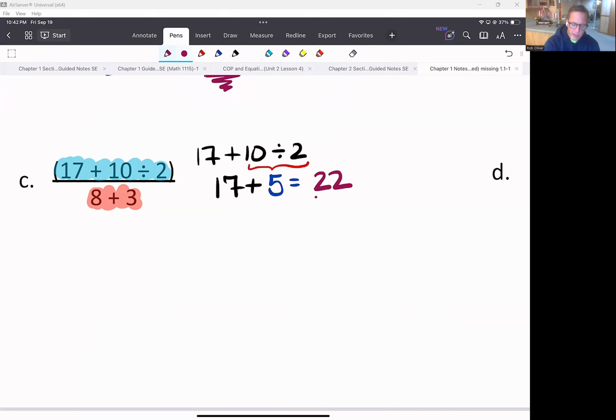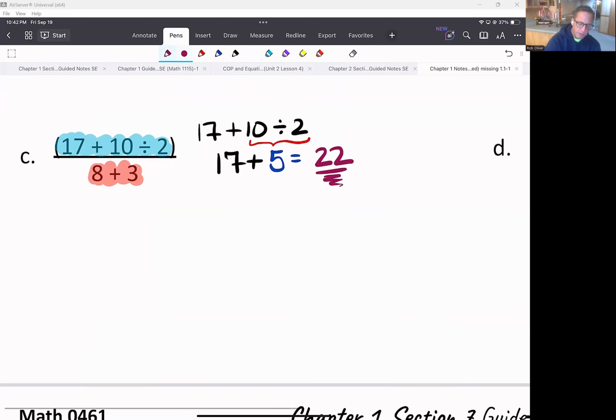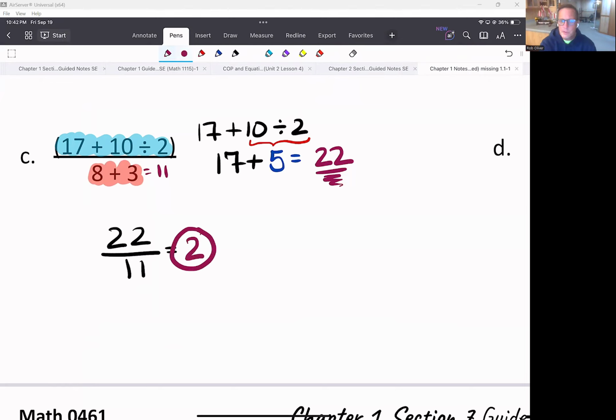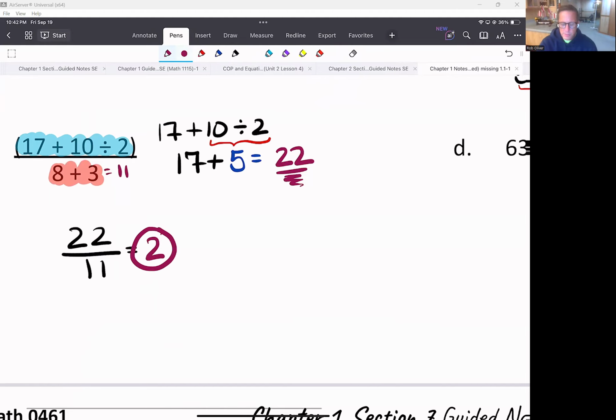Right, now let's hold on to that. That's 22. Now, the bottom is just 11, right? That's easy. You don't have to really do much with that. And so now let's put it all together. So we have 22 divided by 11, which is 2. All right, that was a pretty simple one right there. Not a lot to that.